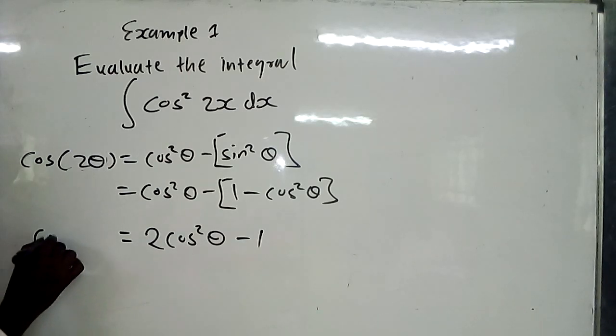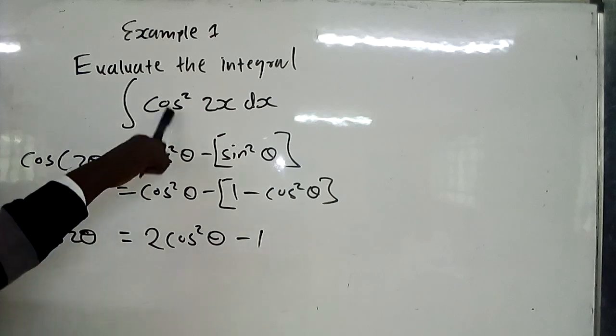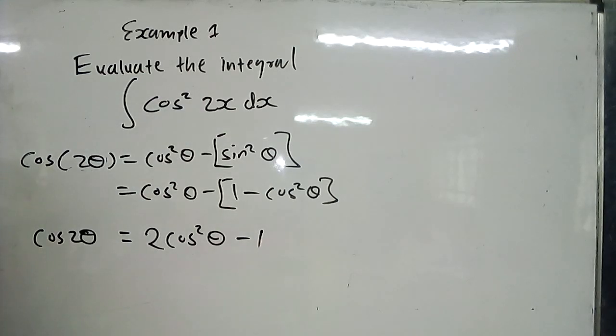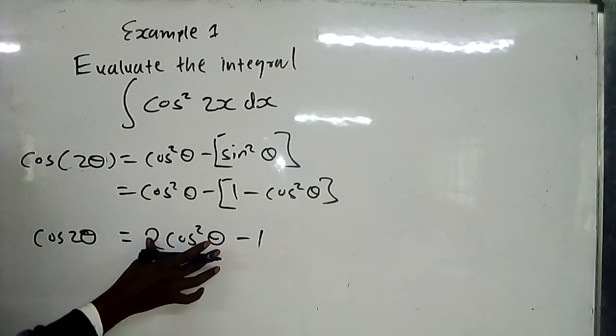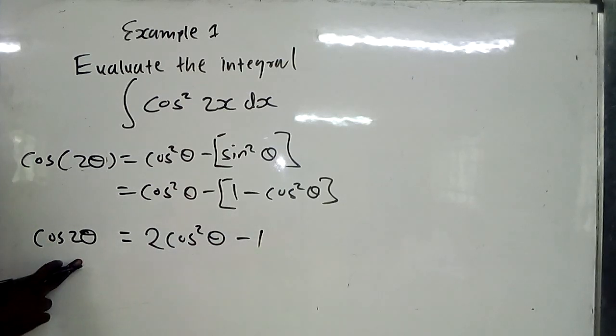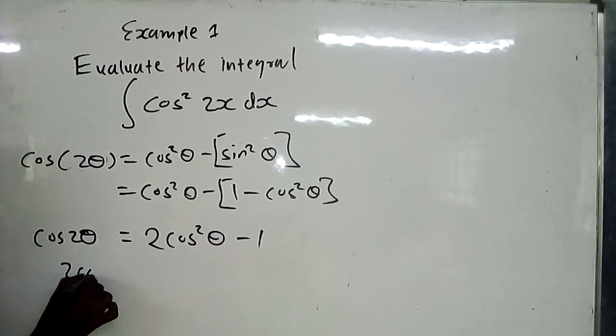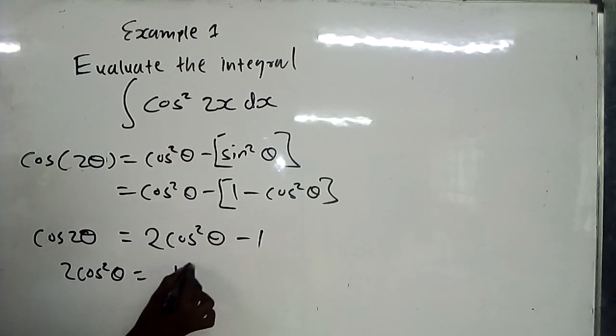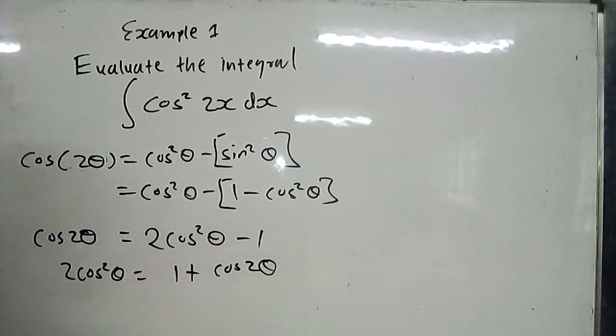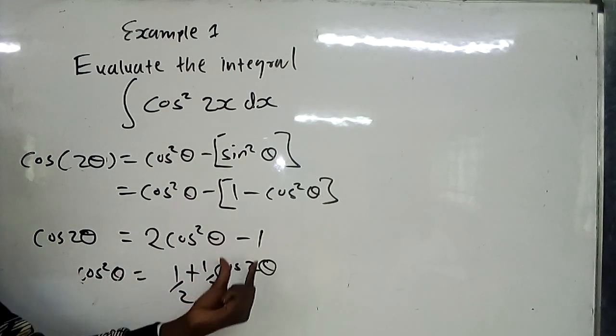Then this side we have cos 2 theta. But what do we want to make the subject? Cos square theta, isn't it? So for you to make cos square theta the subject, you bring negative 1 this side. So you have 2 cos square theta is 1 plus cos 2 theta. Then you divide both sides of the equation by 2. So you get a half plus a half cos 2 theta. So you see, you've gotten rid of the power of the cos, meaning cos square theta is a half plus a half cos 2 theta.